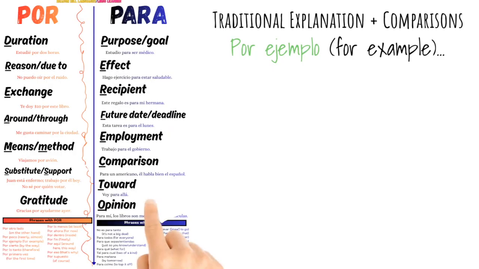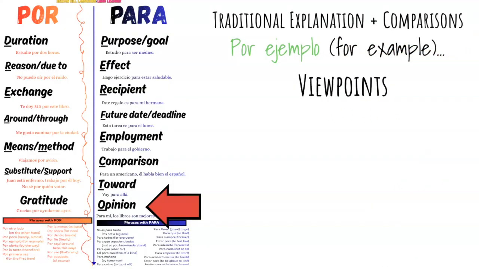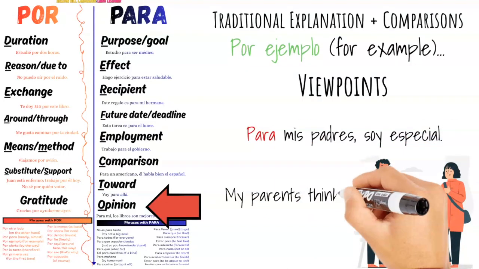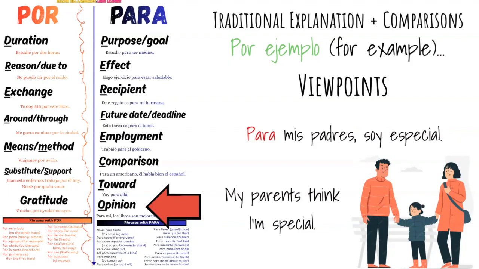We use para for our opinions or viewpoints. Para mí, los libros son mejores que las películas. For me, books are better than movies. Para mis padres, soy especial. My parents think I'm special. In my parents' opinion, I'm special.